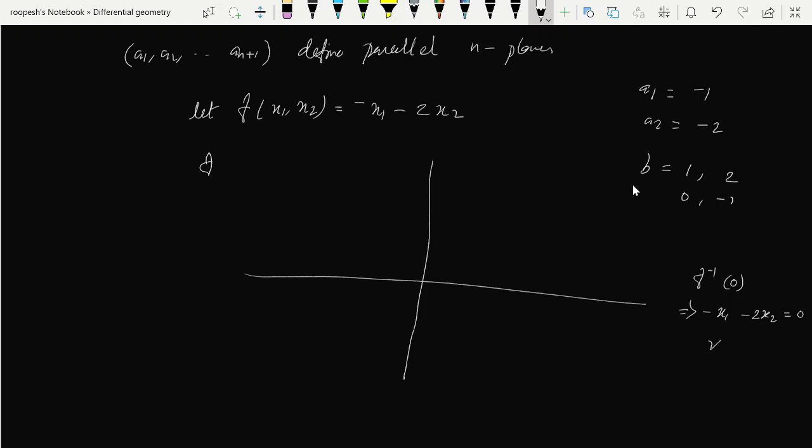So f inverse of 0 implies minus x1 minus 2x2 equal to 0, right? So what you're getting is x1 equal to minus 2x2. So this is the line. This line evidently passes through (0, 0), right? So the line passes through (0, 0).